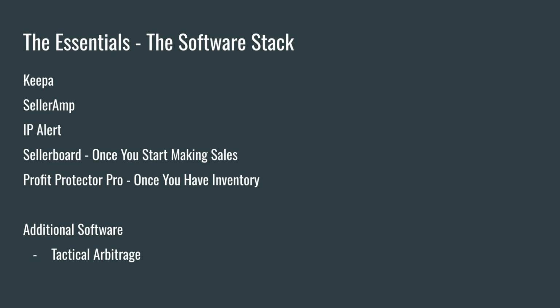Now, these are the essential softwares that you need to really start making good money. You can make tens of thousands of dollars in profit just with this. Now, there's an additional software that I personally don't recommend, especially in the beginning, which is Tactical Arbitrage. When you hear about arbitrage, most people will say you need to get Tactical Arbitrage, and I am one to say that you do not need it. You're actually going to be wasting time using Tactical Arbitrage. I'm sure Tactical Arbitrage is great.